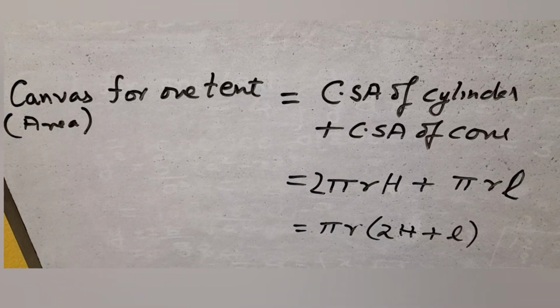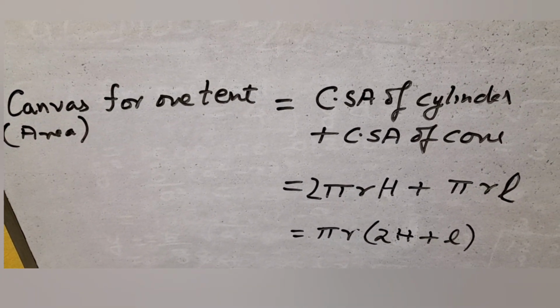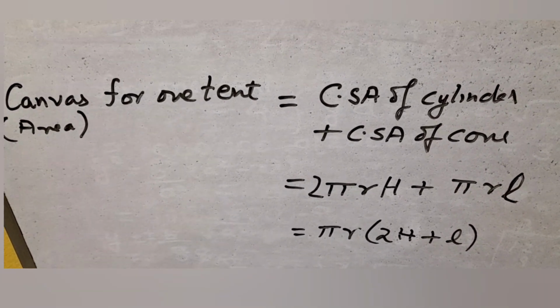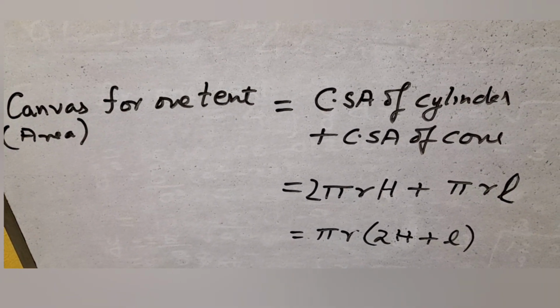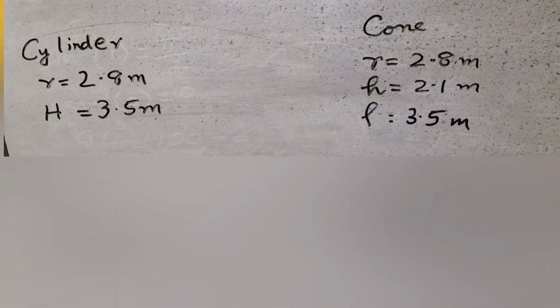For the tent, we assume that the canvas is used for the sides and the top. So we find CSA of the cylinder plus CSA of the cone. Take pi r common if needed. Substitute the values.